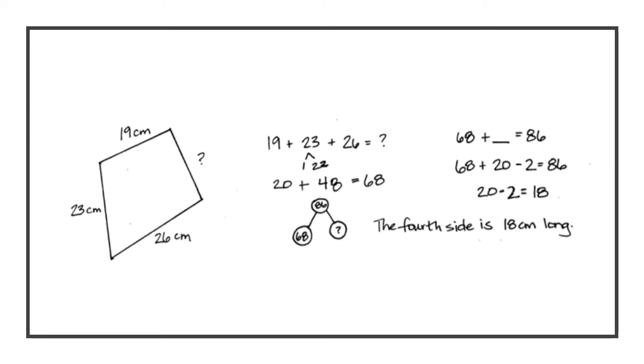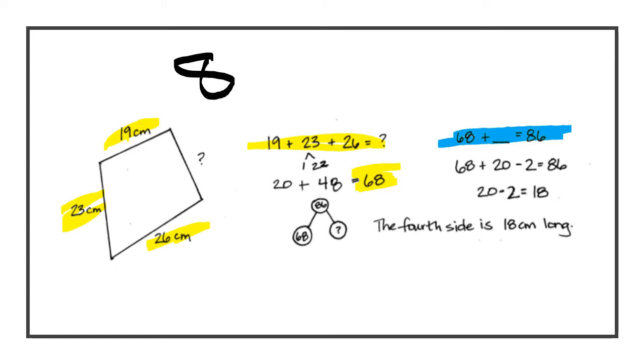Looking at our drawing, I see that I have labeled one side being 19 centimeters. Another side is 23, and then 26. I first added those 3 sides together, and they equal 68. So next, I need to figure out 68 plus what equals 86, because remember, the total distance around the shape is 86 centimeters.